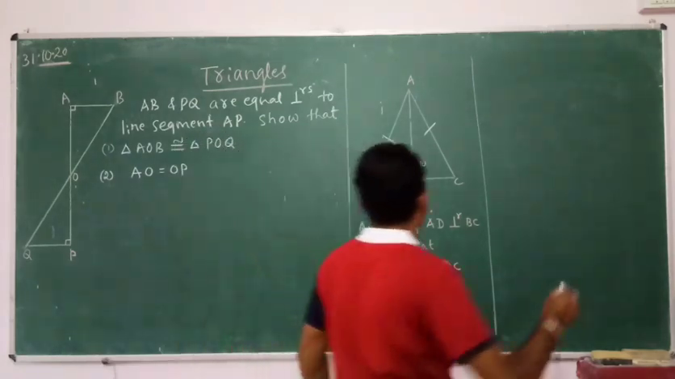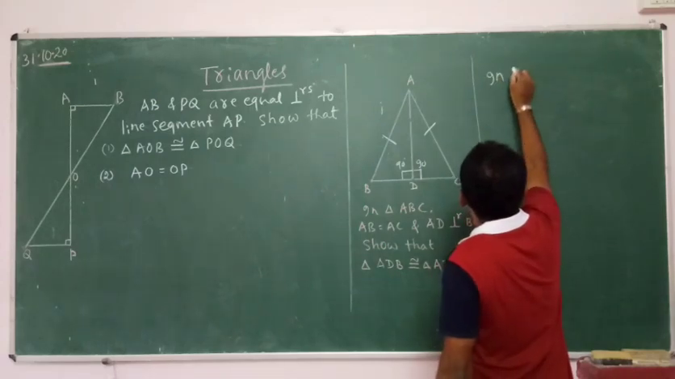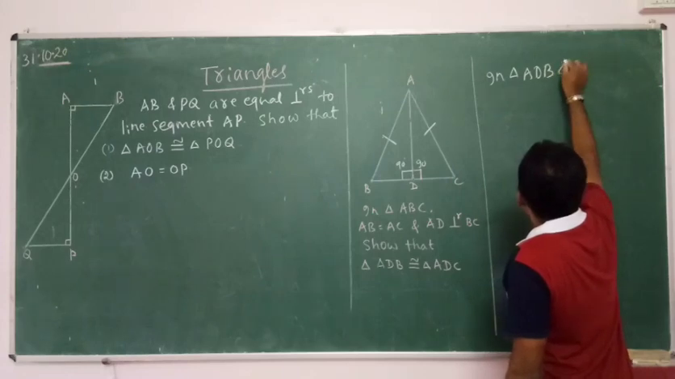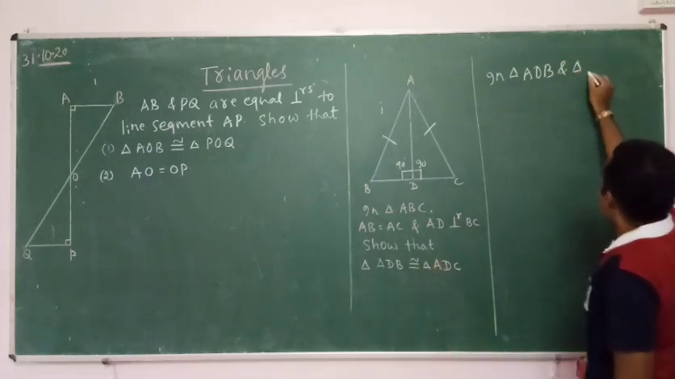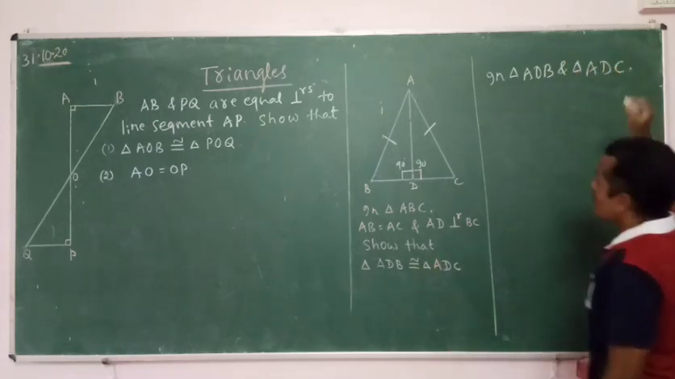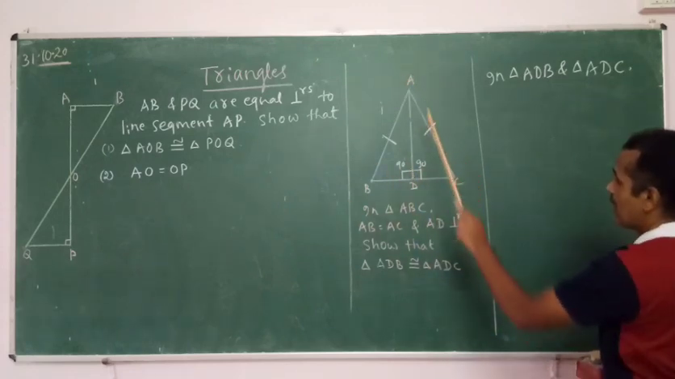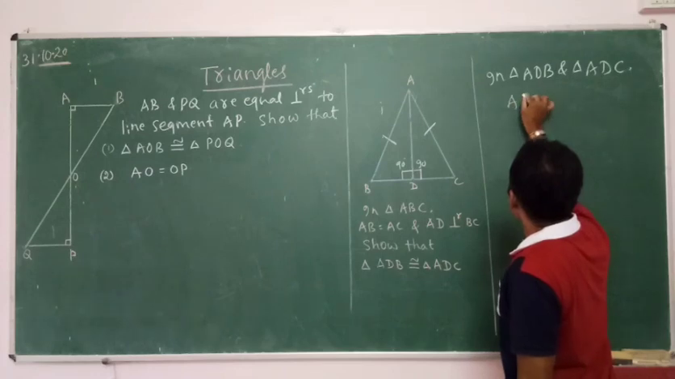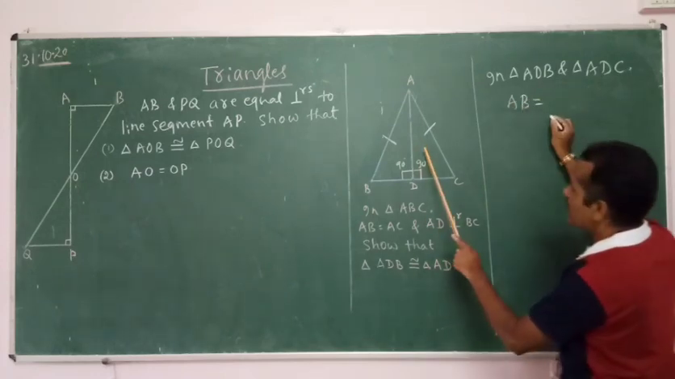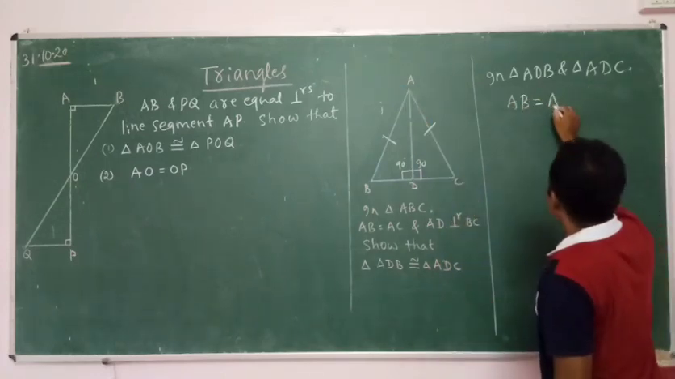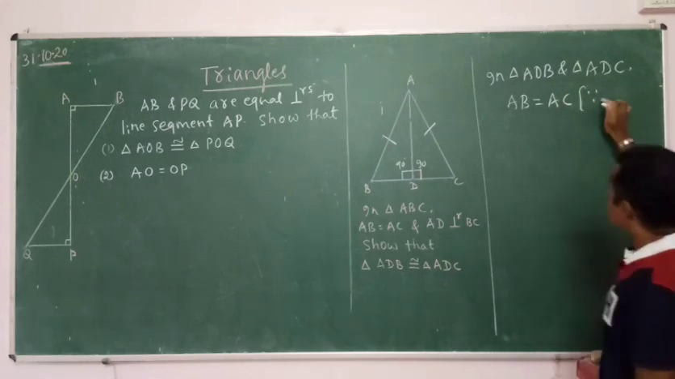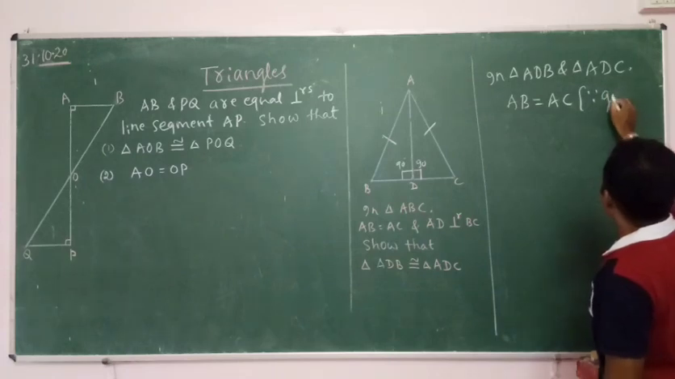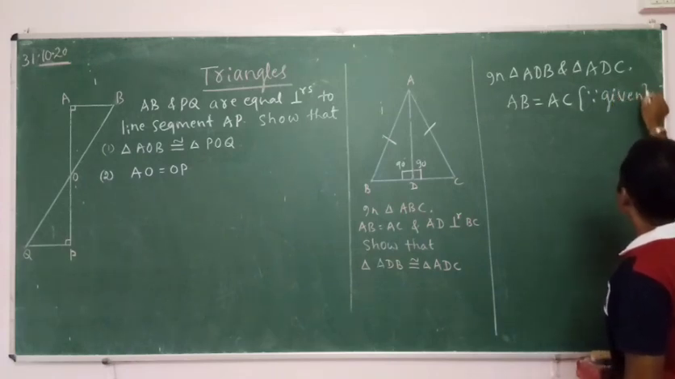Okay, let me write that first. In triangle ADB and triangle ADC, which are the equal things? From here, AB is equal to, from here it is AC. Why? Reason has to be written. This is because of given. You can write given.